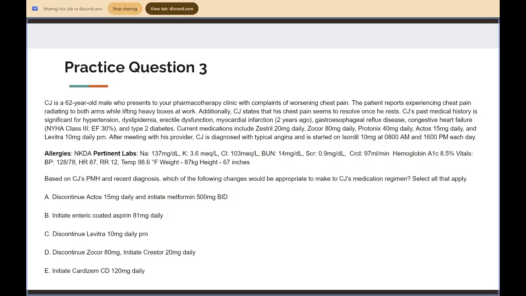So A, discontinue Actos 15 mg daily and initiate metformin 500 mg BID. Choice B, initiate enteric-coated aspirin 81 mg daily. Choice C, discontinue Levitra 10 milligrams daily PRN. Choice D, discontinue Zocor 80, initiate Crestor 20. And choice E, initiate Cardizem CD 120 mgs daily.